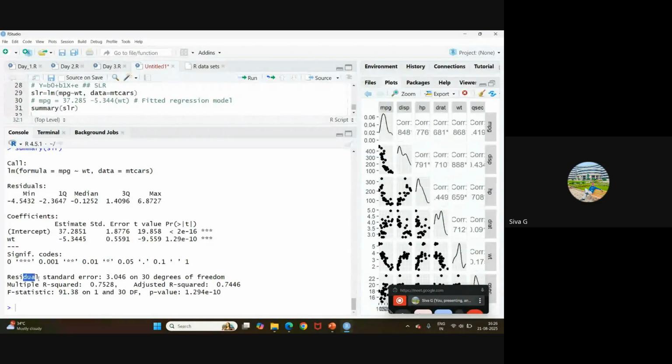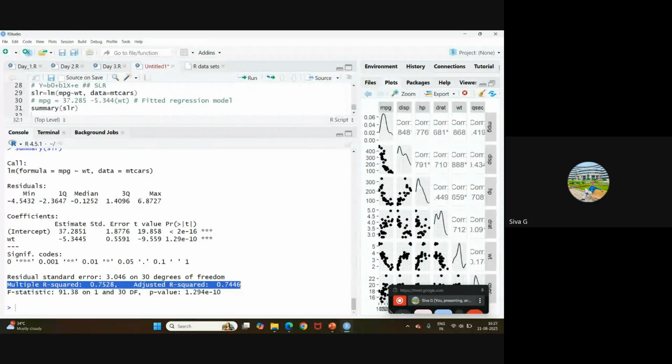Next, the residual standard error we will come to later, and this is the required multiple R square and adjusted R square. This one line you have to consider from this summary of the model. This is the main line, which shows the accuracy of the model. What is this multiple R square? Multiple R square is nothing but the square of the correlation coefficient. We have the correlation, right? Minus 0.83 something. If you square that, you will get the multiple R square value.